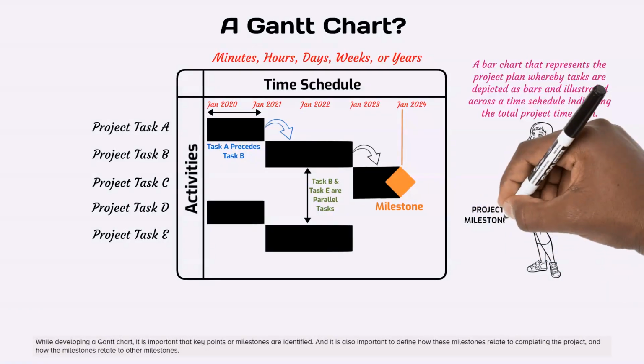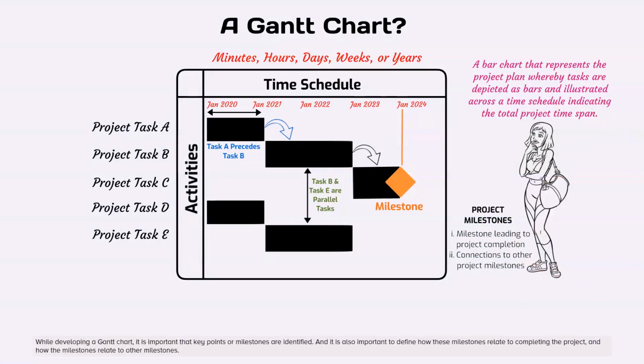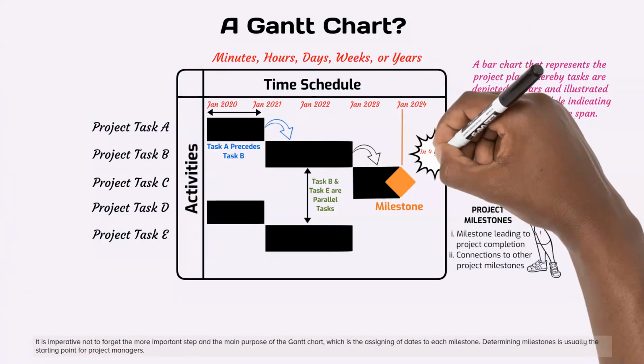It is also important to define how these milestones relate to completing the project, and how the milestones relate to other milestones. It is imperative not to forget the more important step and the main purpose of the Gantt chart, which is the assigning of dates to each milestone.